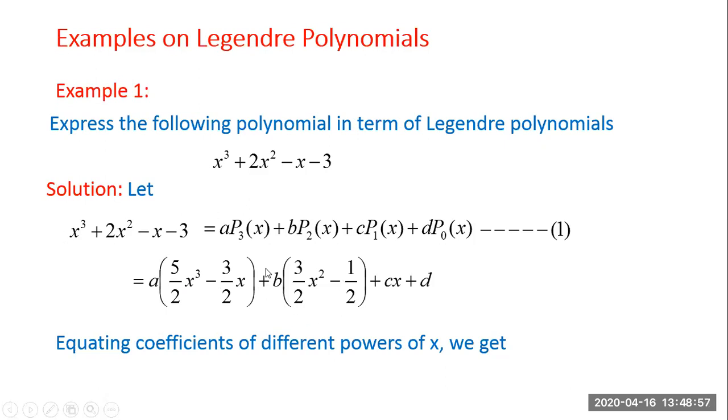The next highest power in the right hand side is 2. So the coefficient of x square is 3b by 2. Equate that with 2. So like this, equate coefficients of different powers of x. The coefficient of x cube in the right hand side is 5a by 2, in the left hand side it is 1. From this we get a is equal to 2 by 5.